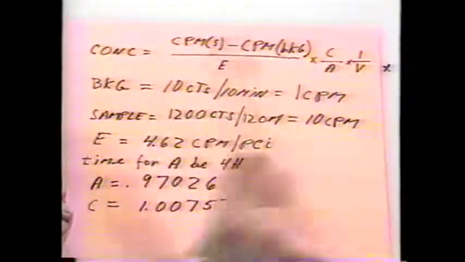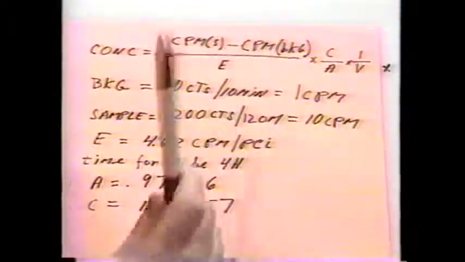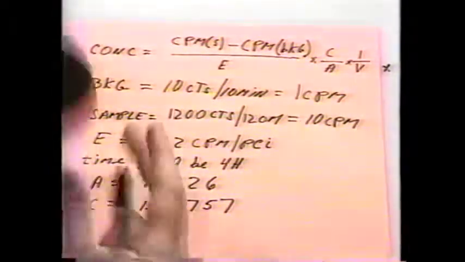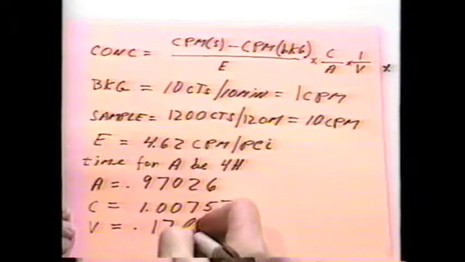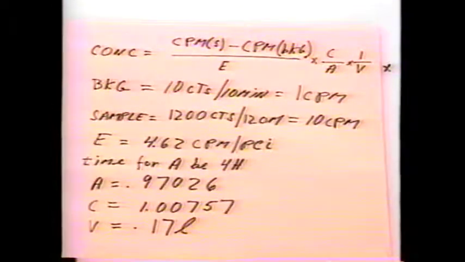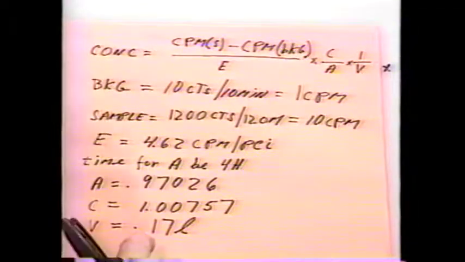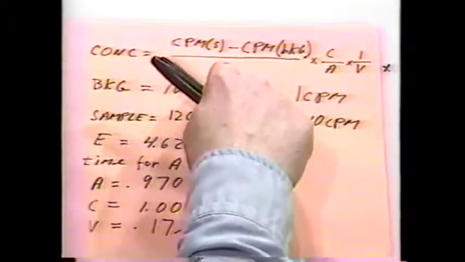We have everything in the formula now except for V, and V is the volume of the scintillation cell. Obviously, if we're working with a really big cell getting a certain amount of radiation, that concentration would be less than working with a little cell and getting the same amount of radiation. So the volume of the cell is important. And the volume of this particular cell is 0.17 liters, about 2/10 of a quart roughly. And now we're going to plug all of these numbers into this formula.